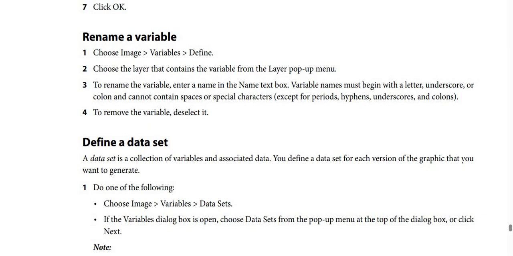Step number 3. To rename the variable, enter a name in the name text box, and variable names must begin with a letter or underscore or colon and cannot contain spaces or special characters, by the way, except for periods and hyphens and underscores and colons. Step number 4. To remove the variable, deselect it.